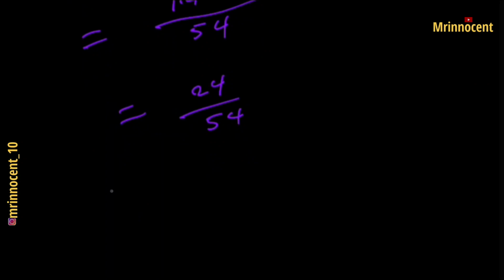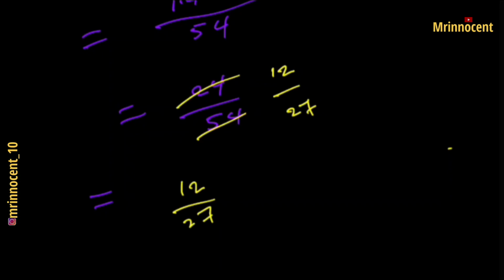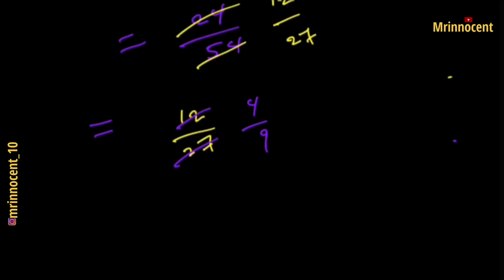So 24 over 54. Dividing by 2 here, you have 12. 2 here, you have 27. So you have 12 over 27. Dividing by 3 here, you have 4. 3 here, you have 9. So your final answer is 4 over 9.